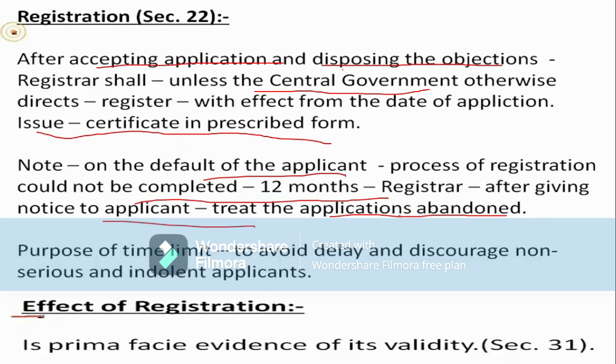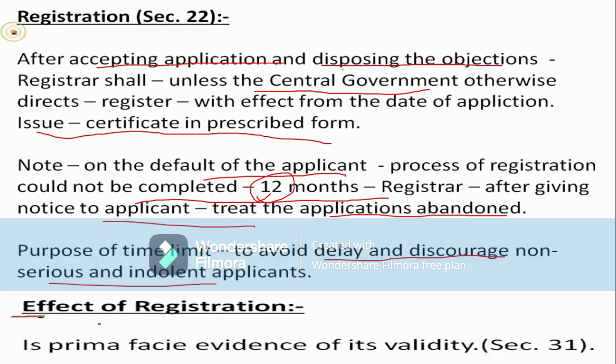Now, what is the purpose of the time limit? Why do they keep this 12 months time? It is to avoid delay and discourage non-serious and indolent applicants. In the process of registration, if the applicant is not serious, or to avoid delay, this time limit of 12 months is maintained.